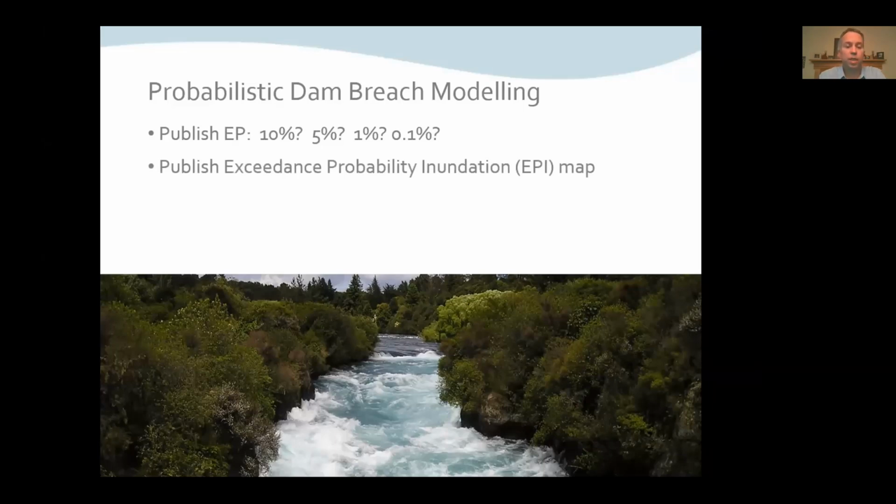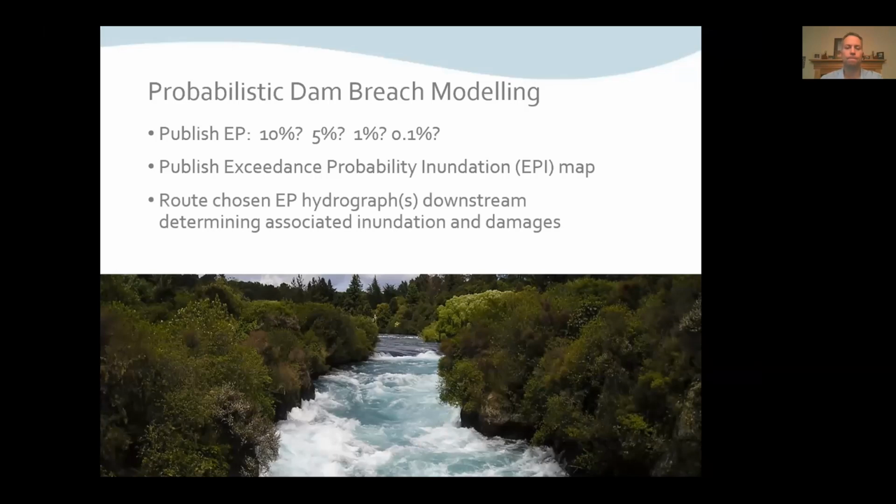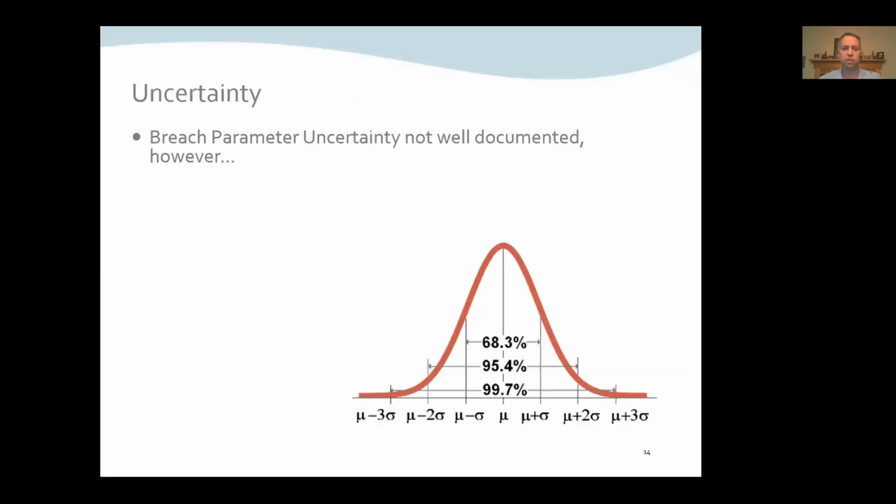Alternatively, you can publish an exceedance probability inundation map. And this would be a map that shows several of these exceedance probability inundations in a sort of a contour looking map. So you would see the 10% inundation zone, you would see the 5%, the 1%, and the 0.1% all on the same map. Once you've decided what exceedance probability hydrographs you want to focus on, then you can route that downstream using your hydraulic model to determine the final inundation and consequences.